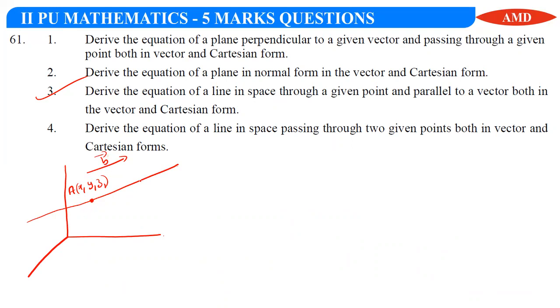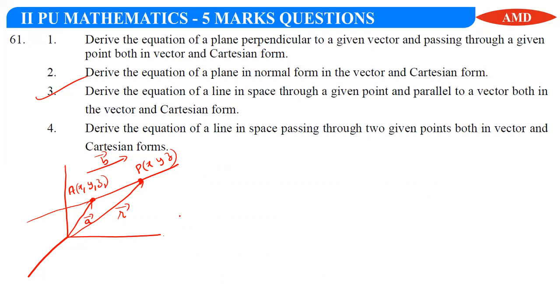What we shall do is let P of x comma y comma z be any point on the required line. Let vector a be the position vector of the point A. Let vector r be the position vector of the point P. I want you to write all these statements. It is better that you write in your own words. You don't have to learn them by heart. So whatever the construction part you have done, in your own words, you go on writing.